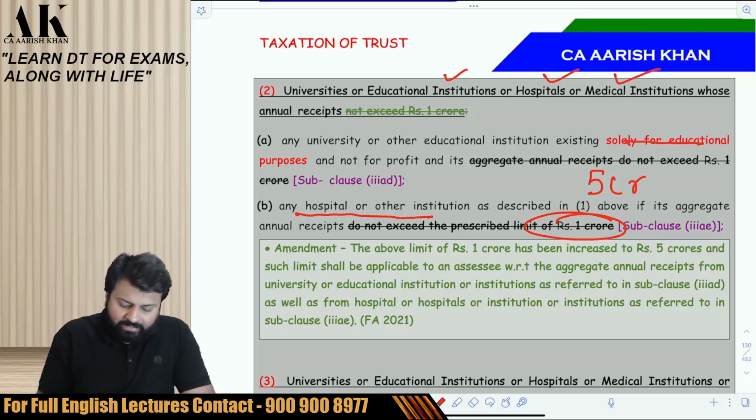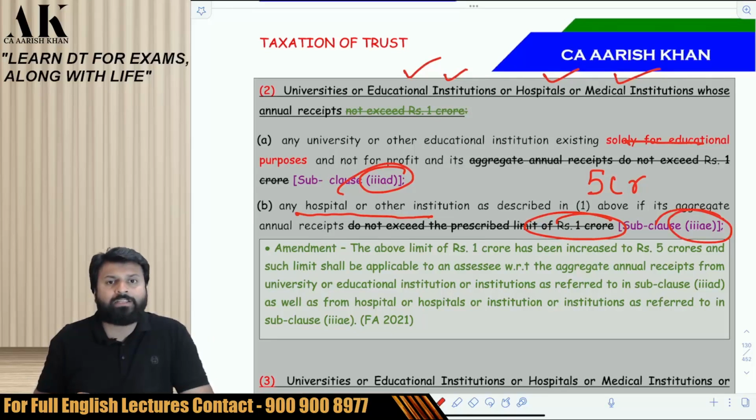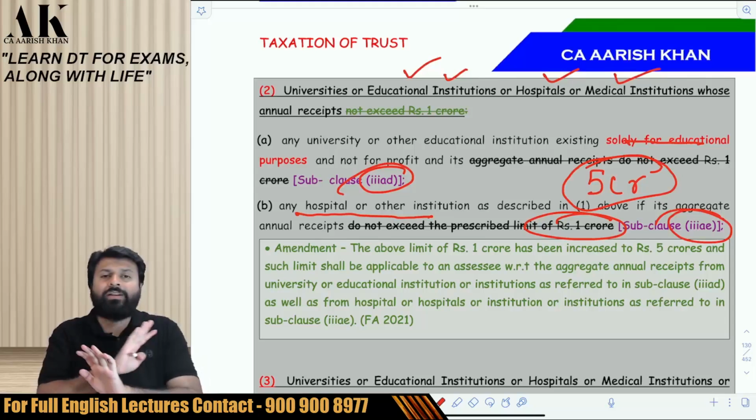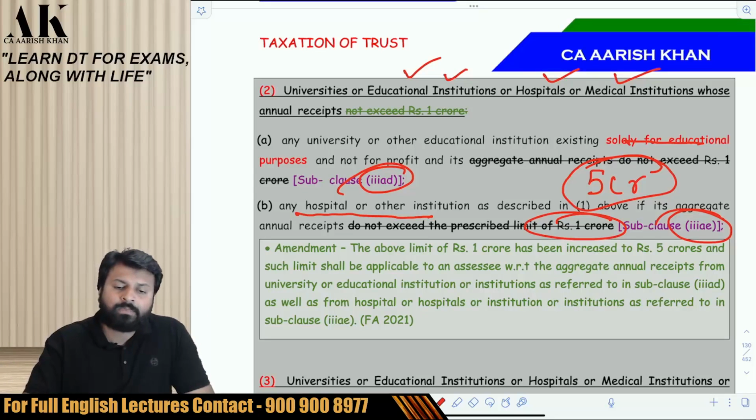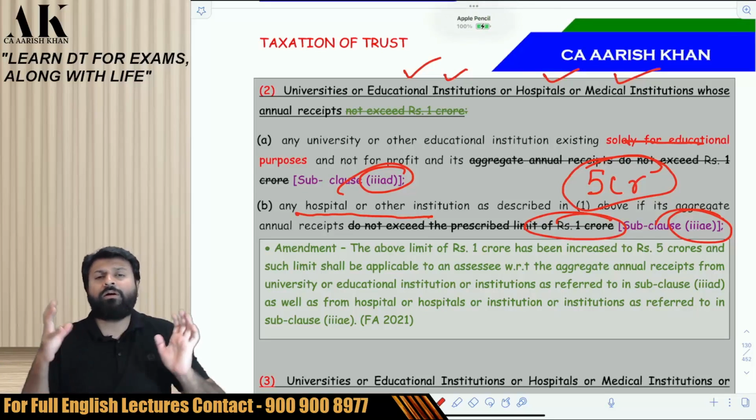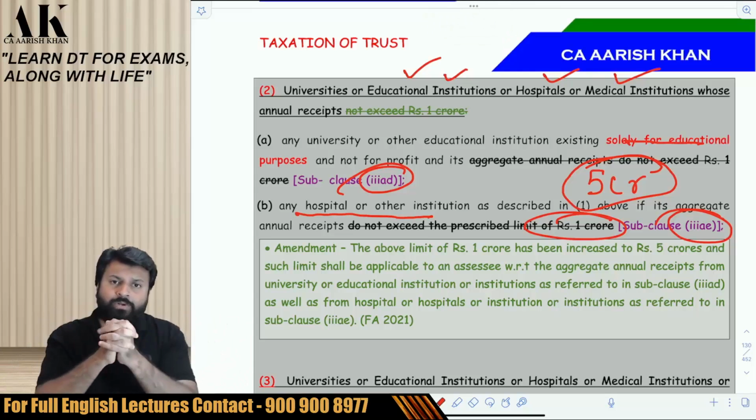So if there is an education institution which is registered under this clause, or there is a hospital which is registered under this clause, and their annual receipt does not exceed 5 crore, they are not liable to tax. So if their annual receipts exceed 5 crore, then they are liable to tax. Okay. And how to compute this 5 crore? This 5 crore has to be computed collectively.